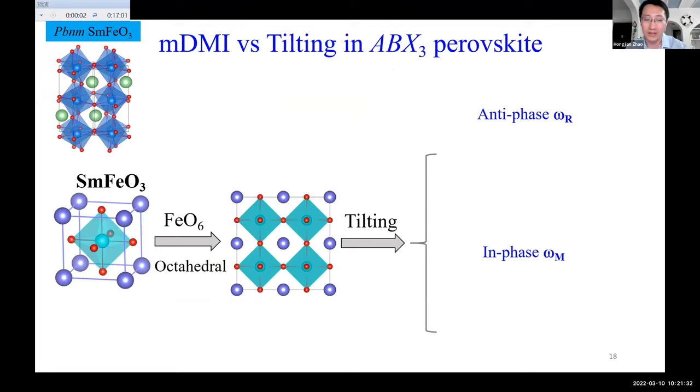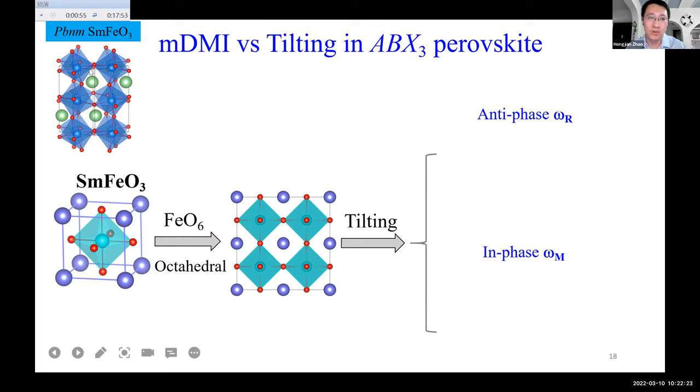Typically, the non-collinear ferromagnetism in samarium ferrite is ascribed to the magnetic DMI. Now we are going to link it to the geometry. This is the crystal structure of samarium ferrite. It is a distorted version of the perovskite. The high symmetry phase is a cubic one with Pm-3m symmetry. The iron-oxygen octahedra are connected with each other by the oxygen atoms in a regular way, without any structural distortion.